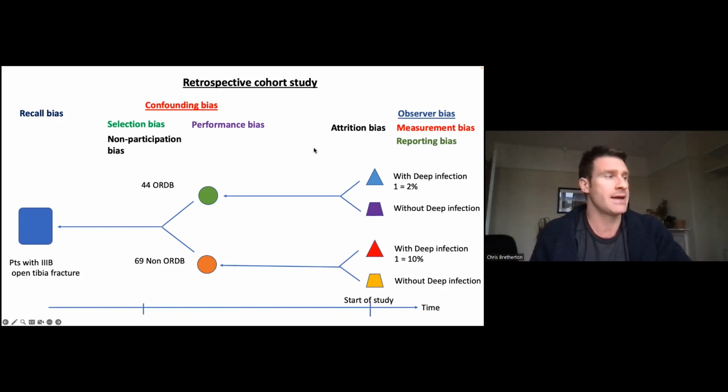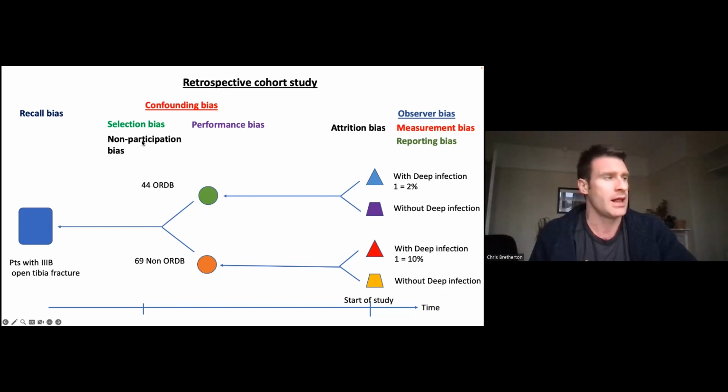So bias here means that if we look through all the different stages, in a retrospective cohort design, we might have recall bias. So it might be that we don't actually find everyone when we were starting here. Maybe we don't find everyone that had this fracture and that had treatment, because they were done by a different surgeon or they were lost in some way. So you might not find everyone. So that's recall bias.